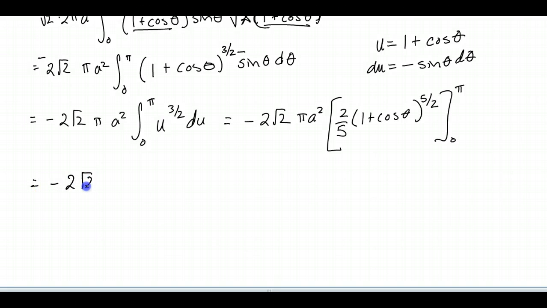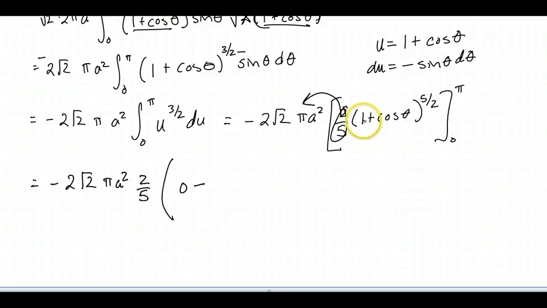So negative 2 square root 2 pi a squared. I'm also going to factor out the 2/5, so times 2/5. Now when I plug in the pi, cosine of pi is negative 1. 1 plus negative 1 is 0. So 0 to the 5/2 is 0. Minus, if I plug in a 0, cosine of 0, remember this is factored out, back up a step. Cosine 0 is 1. 1 plus 1 is 2. So that would give me minus 2 to the 5/2.